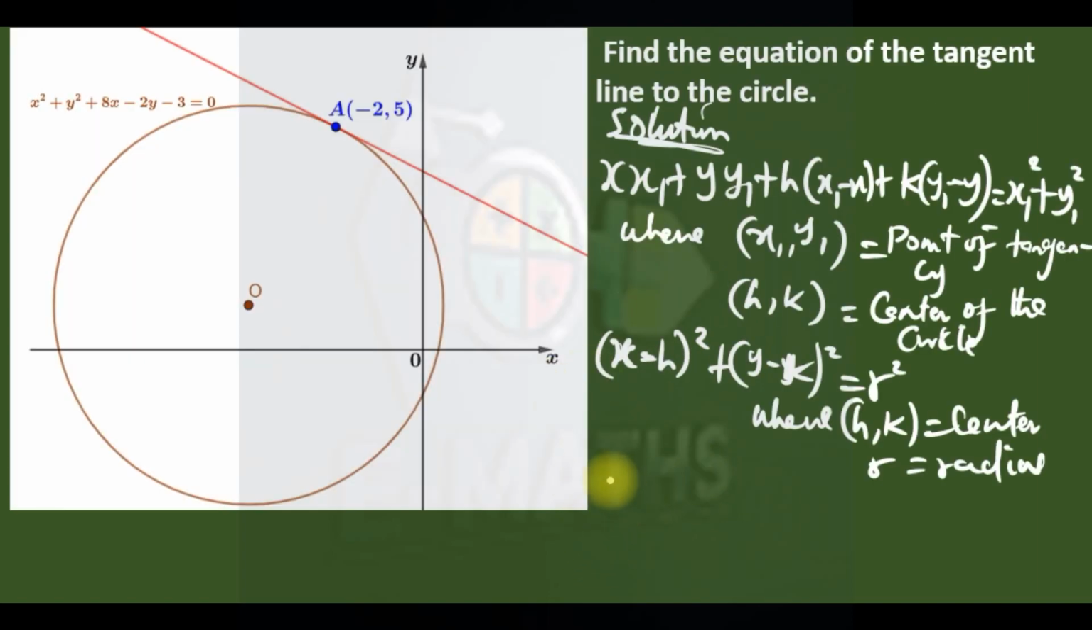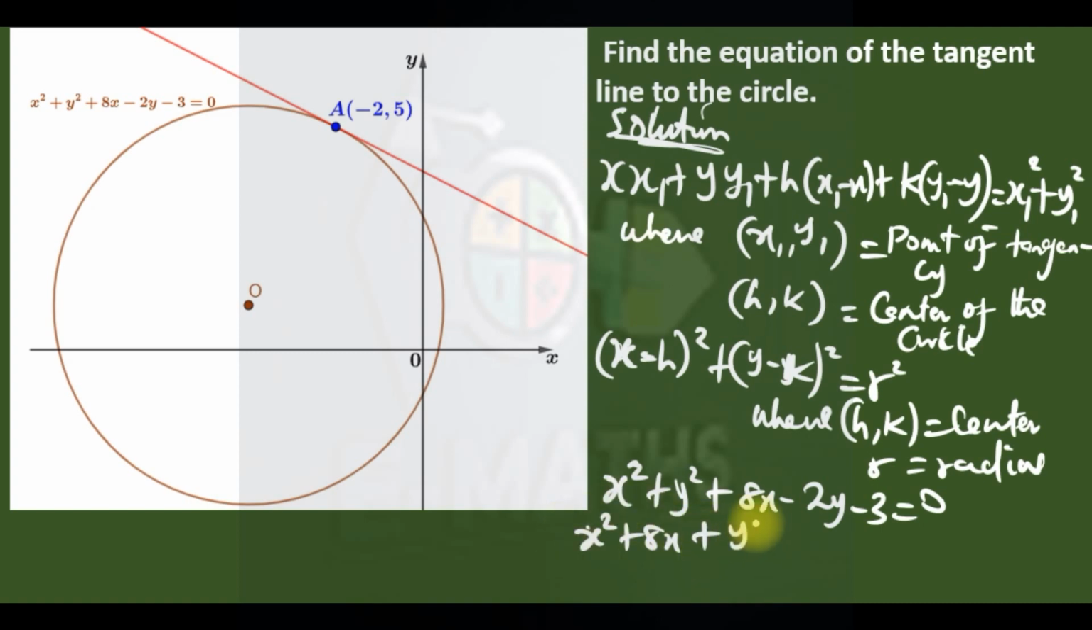Okay, so we'll solve. We now have x squared plus y squared plus 8x minus 2y minus 3. So the next thing is to make this, I have a quadratic function, x squared plus 8x. Also y squared minus 2y, a quadratic function. We'll move this 3 to the other side. So we need to make this a perfect square. Make this a perfect square.